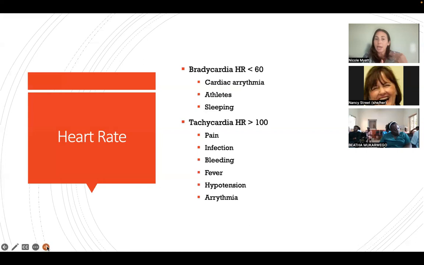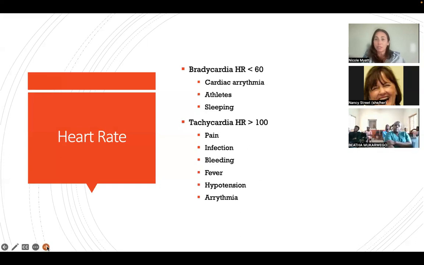The other thing is athletes, or when someone's sleeping. So I went to the dentist yesterday and they took my blood pressure and my heart rate, and I was actually pleased to see that my heart rate was at 55. I've been doing a lot more exercise recently, and so I'm glad that my heart is maybe a little bit more efficient. And so I had a resting heart rate of 55.